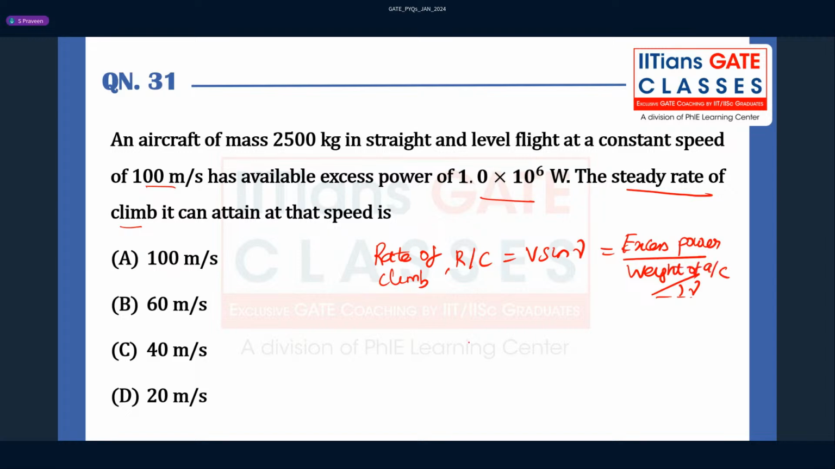If I just substitute the values, the excess power is 10 power 6 divided by the weight of the aircraft, which is 2500 into 10. Let's take G as 10, it doesn't matter, because all the values are in hundreds and they don't have decimal values, so let's take G as 10 for simplification. This will give the answer as 40 meters per second.